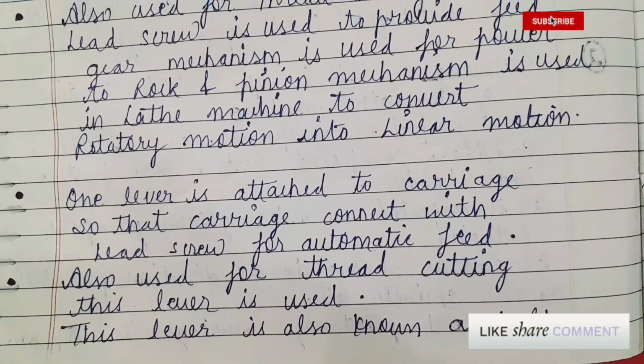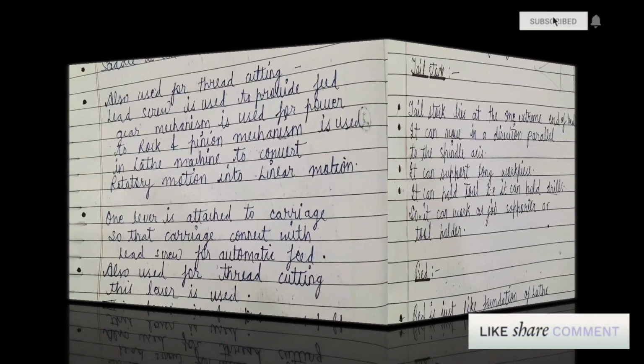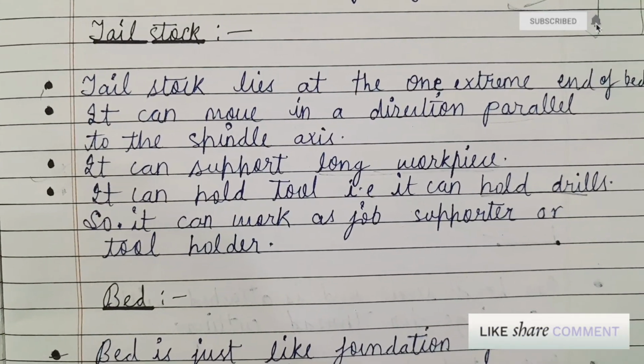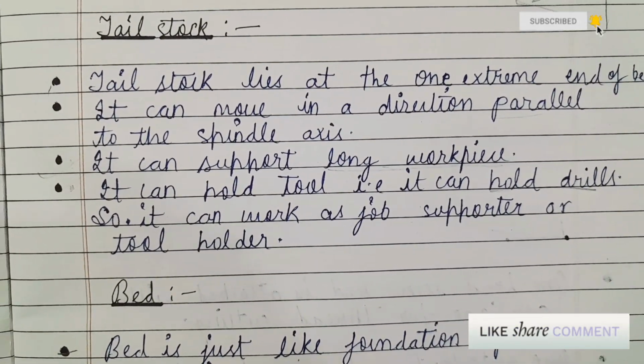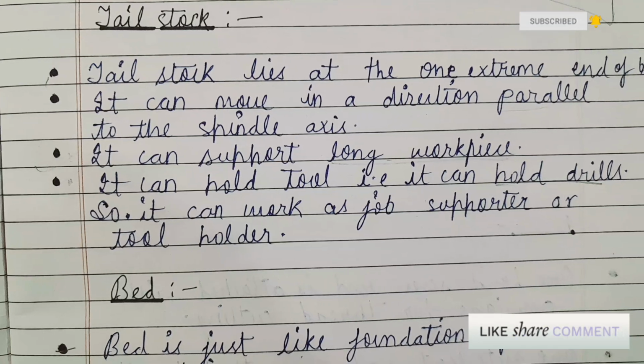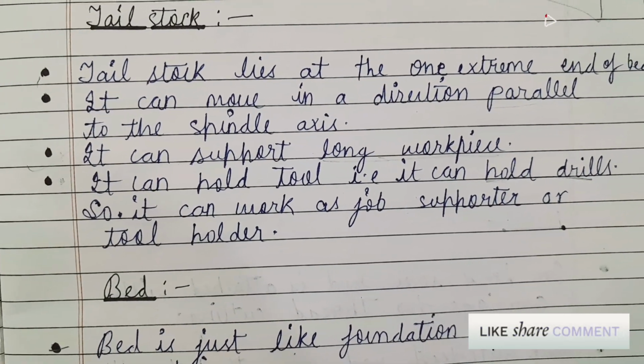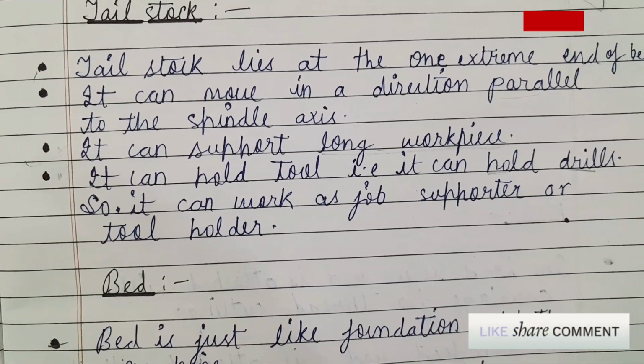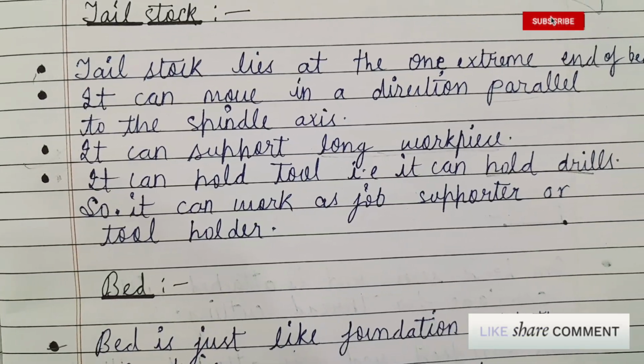This lever is also known as the half nut screw cutting lever. Tailstock is at the one extreme end of the bed. It can move in the direction parallel to the spindle axis. It can support long workpieces. It can hold drills. It can work as a job supporter or tool holder.